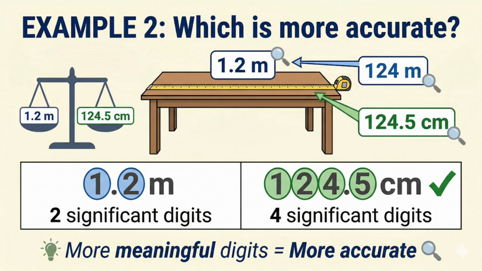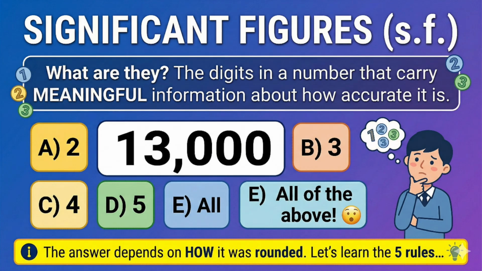And that brings us to the most important concept today, significant figures. So what are significant figures? They're the digits in a number that carry meaningful information about its accuracy. Now here's a tricky question. How many significant figures does 13,000 have? 2, 3, 4, 5? The surprising answer is, it could be any of these, depending on how the number was rounded. That's why we need clear rules. There are 5 rules, and once you know them, you'll never be confused again.